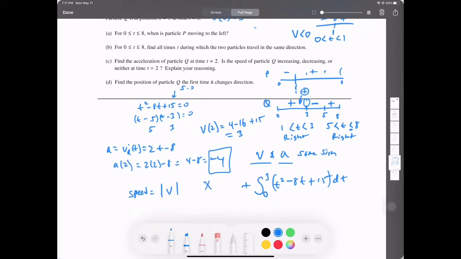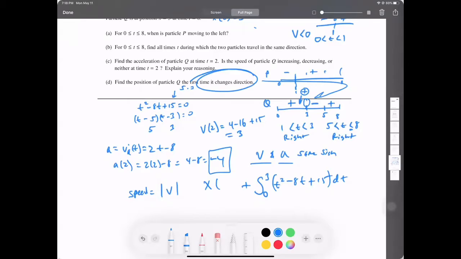How did you know it was 3? Okay, so this is when it first changes direction. And looking at my graph here, we said it first changes direction at 3. Yeah, when it changes sign. Okay. Continue. And we also want to make sure we add our initial, right?